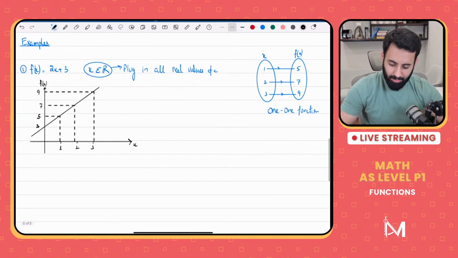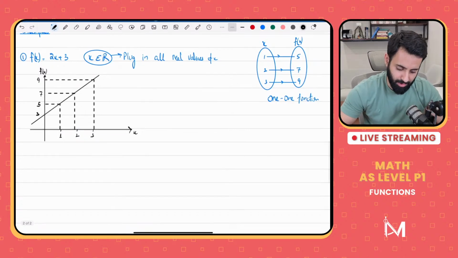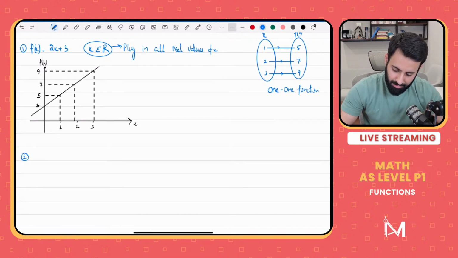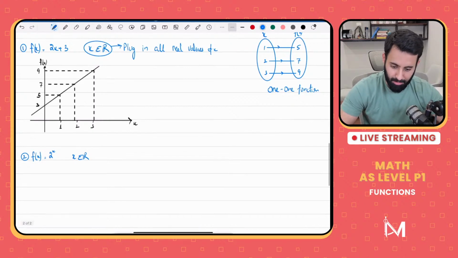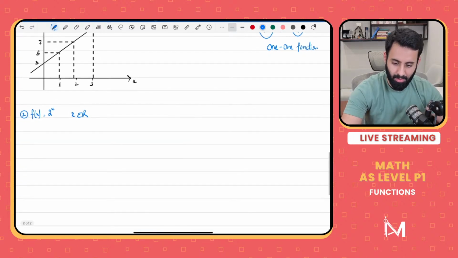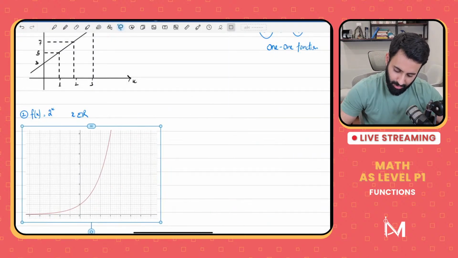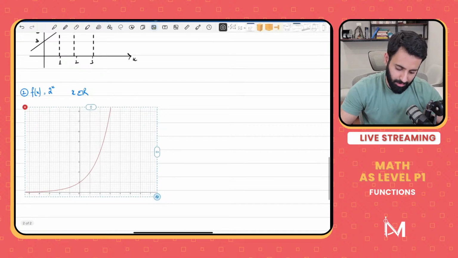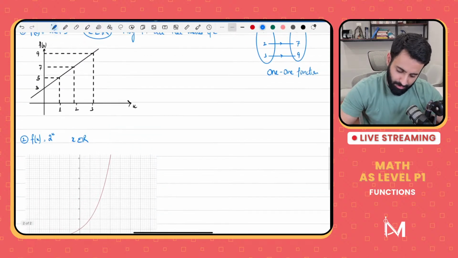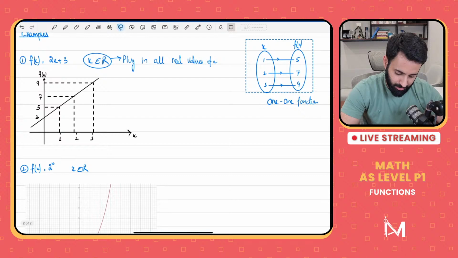Now, let's do another example. Let's say you have f of x equal to 2 to the power x, and x belongs to the set of all real values, meaning you can plug in all real values. Yes, I'll do past papers as well. You can plug in all values you can possibly think of, not a problem. If you plug in 1, you get 2. If you plug in 2, you get 4. If you plug in 3, you get 8. Here you can see what the graph looks like. And here also, if I quickly make a mapping diagram, let's copy this only.